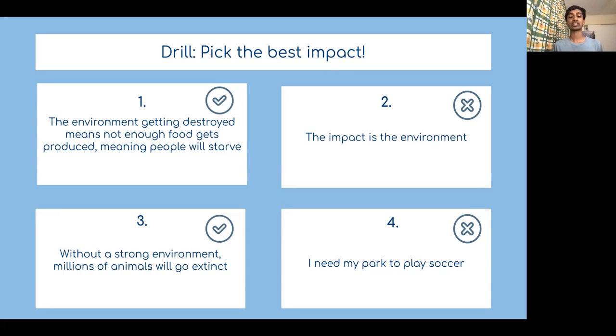Now, the fourth impact, which is I need my park to play soccer, probably isn't going to be the best. Think of it this way. If you were the judge and one side said the impact is they need a park to play soccer, and the other side said the impact is millions of animals are going extinct, you're going to be more likely to buy the side that says millions of animals will go extinct because that's the impact that matters more. Again, in the impacts, you're just trying to get the judge to understand why the point is important.